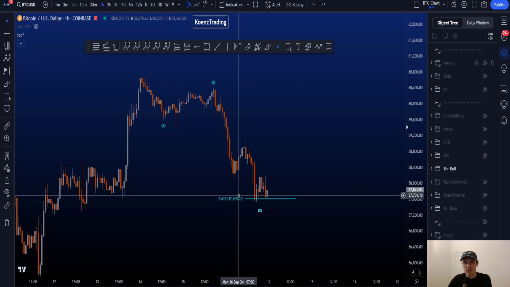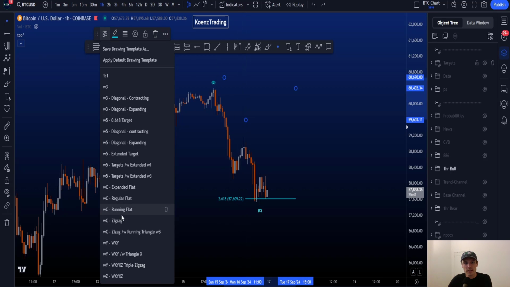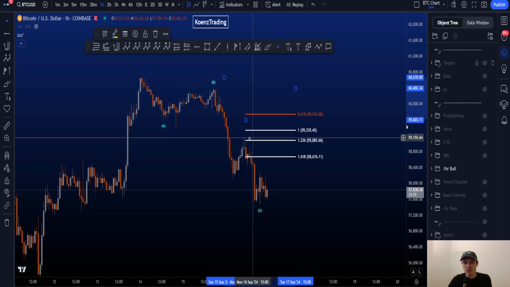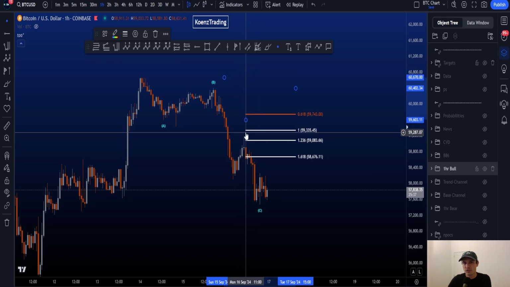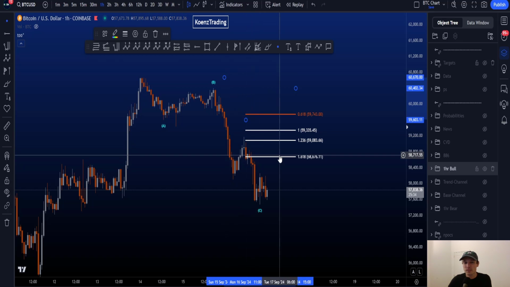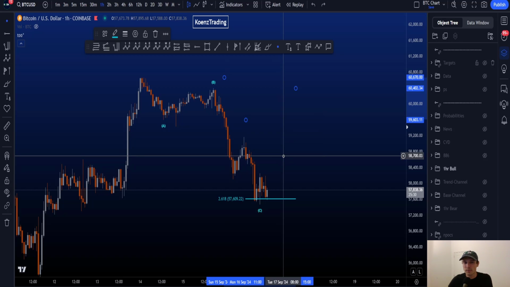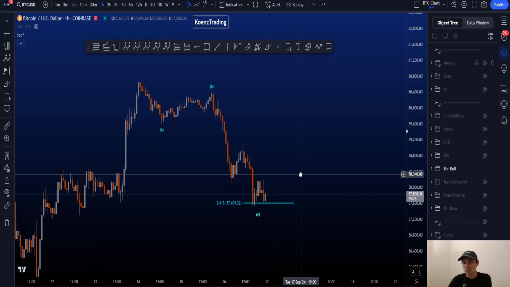The common target for a wave C is between the 1 and the 1.236 trend-based Fib extension, which of course we passed. The 1.618 is still a target for a wave C, but that's already a little less common, and then the 2.618 reduces probabilities. We're looking for a wave C.